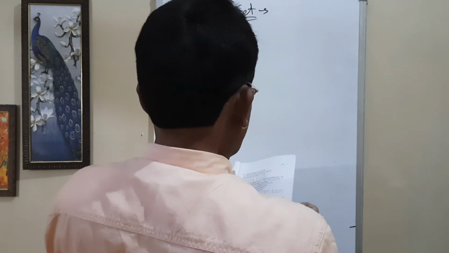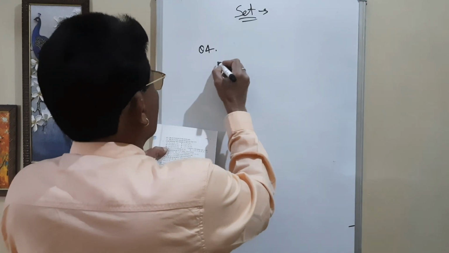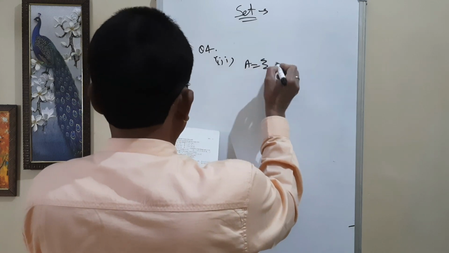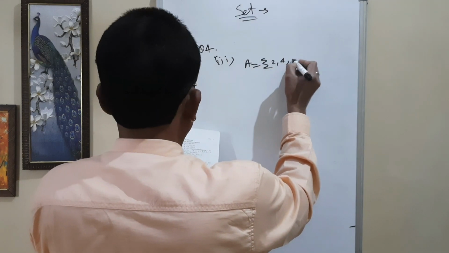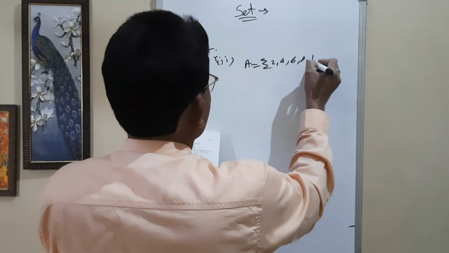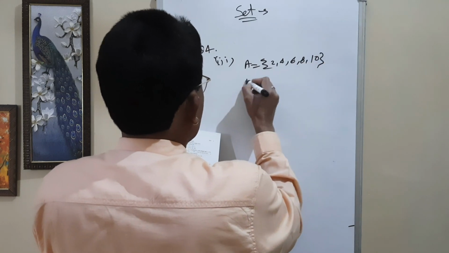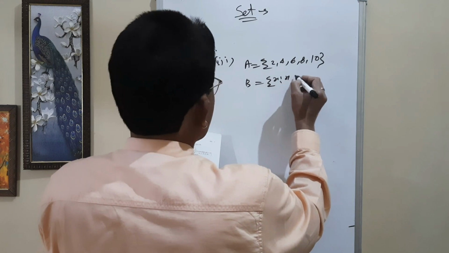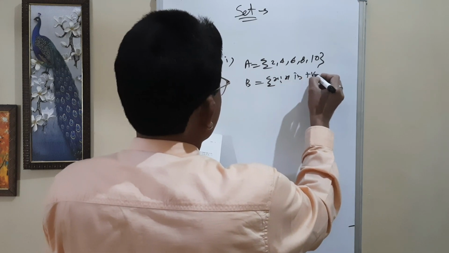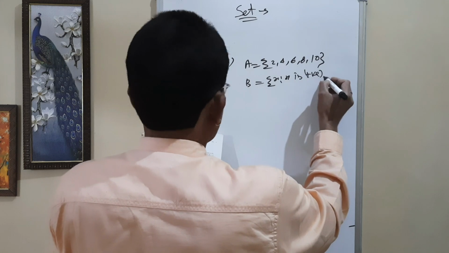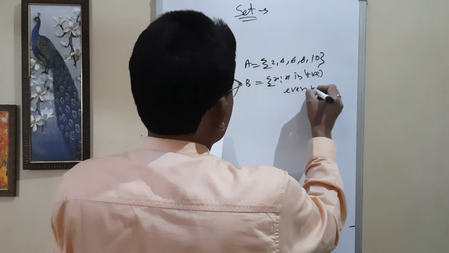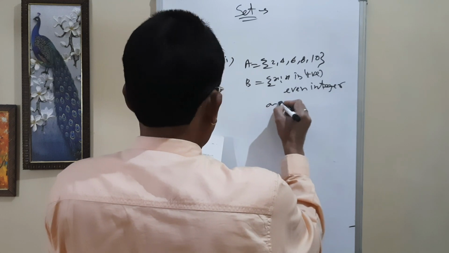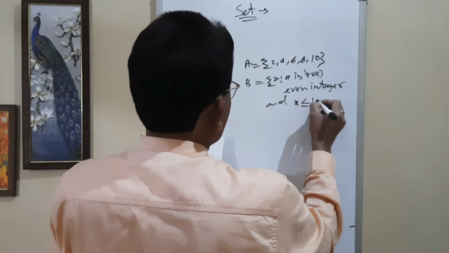Let me take the other parts of it. Question number 4, third part. Third part, you see, what is that? A will be equal to 2, 4, 6, 8 or 10. This is given, and B set is given. X such that X is a positive even integer. And the condition is there, X is less than or equal to 10.